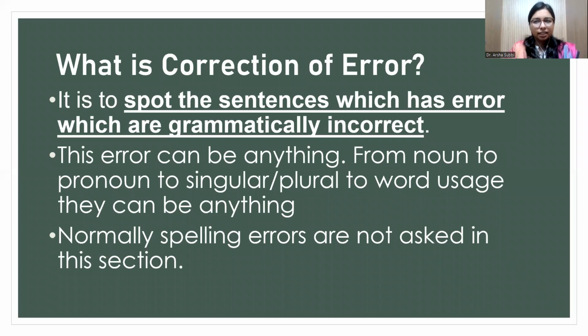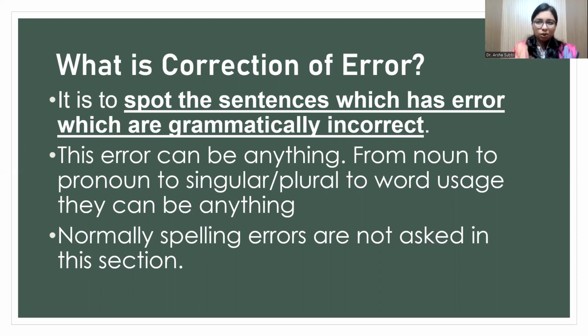So, what is exactly correction of errors? Obviously, it is to have correct, grammatically correct sentences, but what are the aspects that actually make a sentence go wrong? Or what are the possible mistakes that you could make while you structure a sentence? So what is correction of error exactly? It is to spot the sentences which have errors, which are grammatically incorrect. Now, grammatically incorrect could mean many things, and this error can be anything.